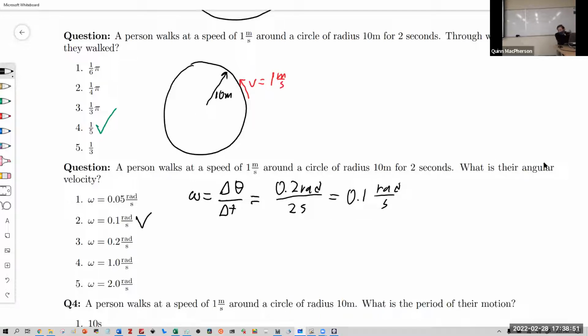Okay. Notice something here. Up here, our angle was equal to our velocity times time, which gave us our distance traveled, over the radius. This quantity here, if we refer to this as x, then theta is equal to x over r.